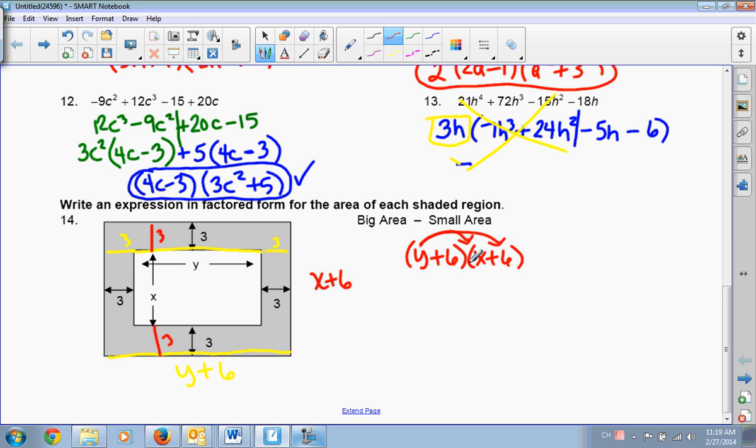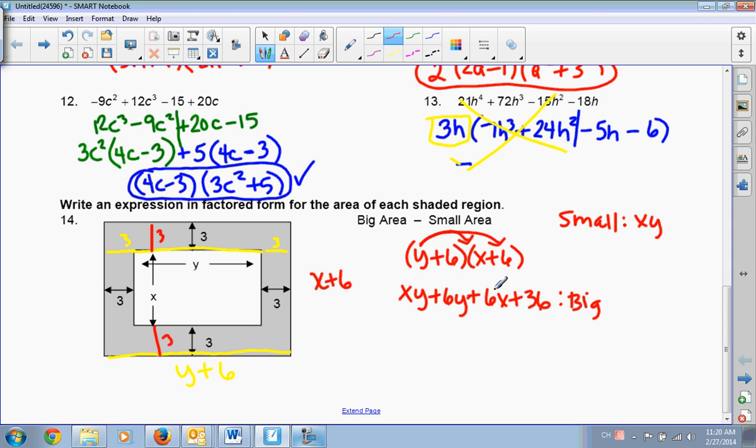Okay, y times x is just yx or xy. y times 6 is 6y. And then 6 times x is 6x, and 6 times 6 is 36. And can you combine anything? No. So that's the area of the big. Okay, now we've got to find the area of the small, which is actually a lot easier because the length is y and the width is x. So the area of the small is just xy or yx. I usually write it in alphabetical order.